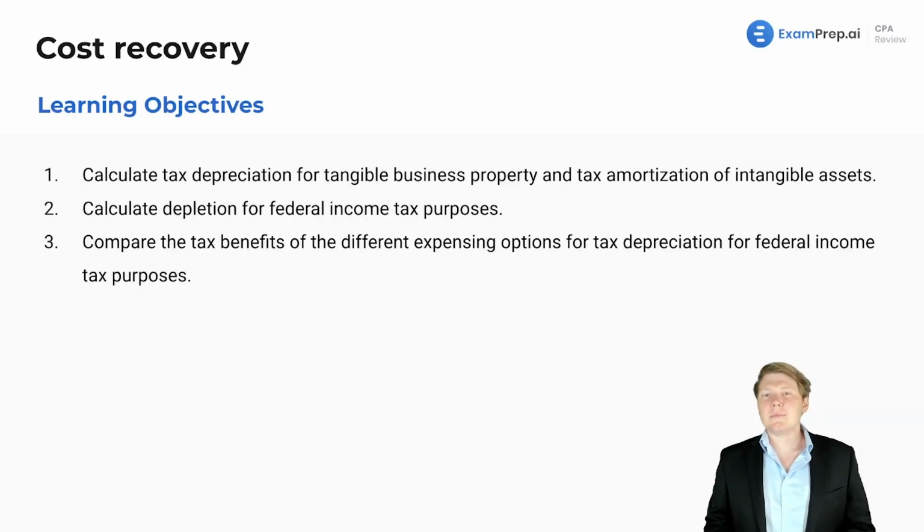Let's dive into our learning objectives and see more of what we got. First off, we're going to want to calculate tax depreciation for tangible business property. You depreciate tangible assets, you amortize intangible assets, as we see there, and then we are going to deplete natural resources. Just a note is that depletion is going to be removed from the exam come 2024.